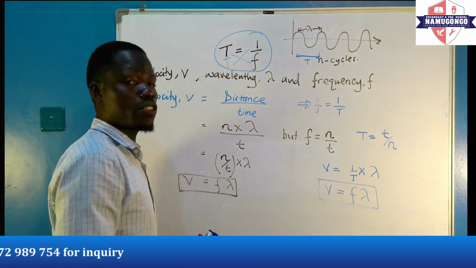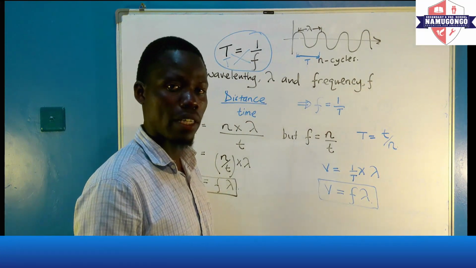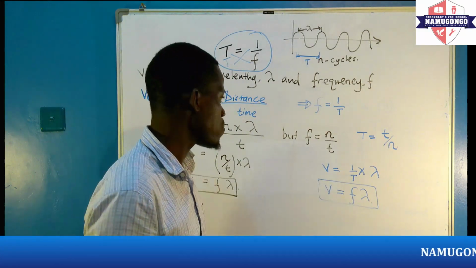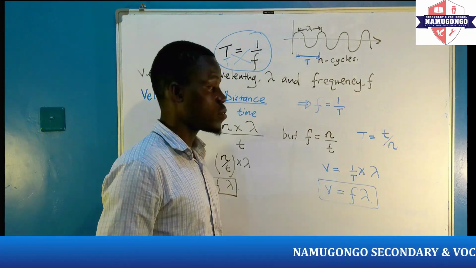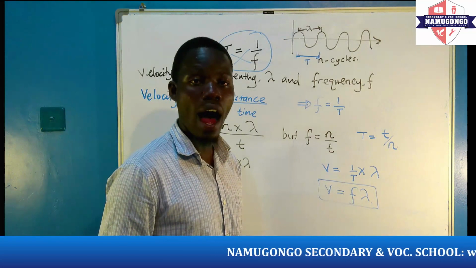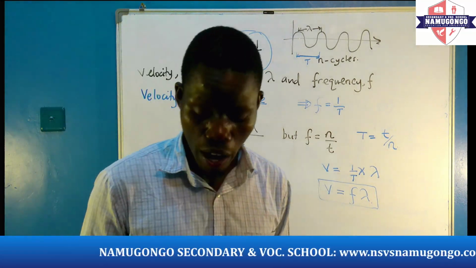We looked at classifications of waves where we say we have mechanical and electromagnetic, but we have types of waves. So the different types of waves we have are transverse and progressive waves and stationary waves.